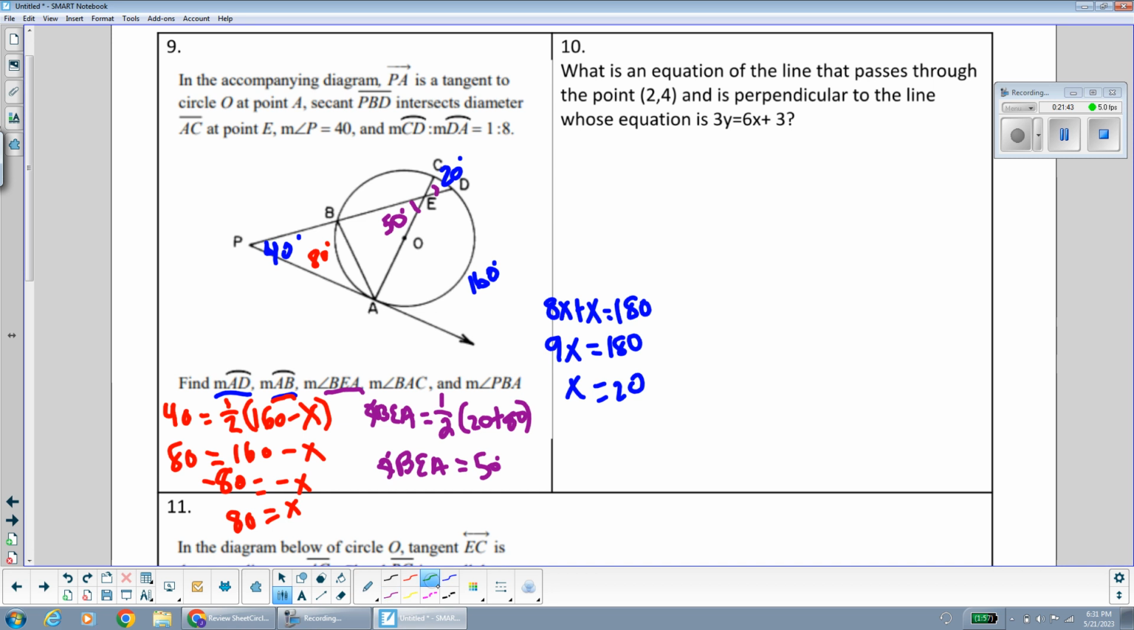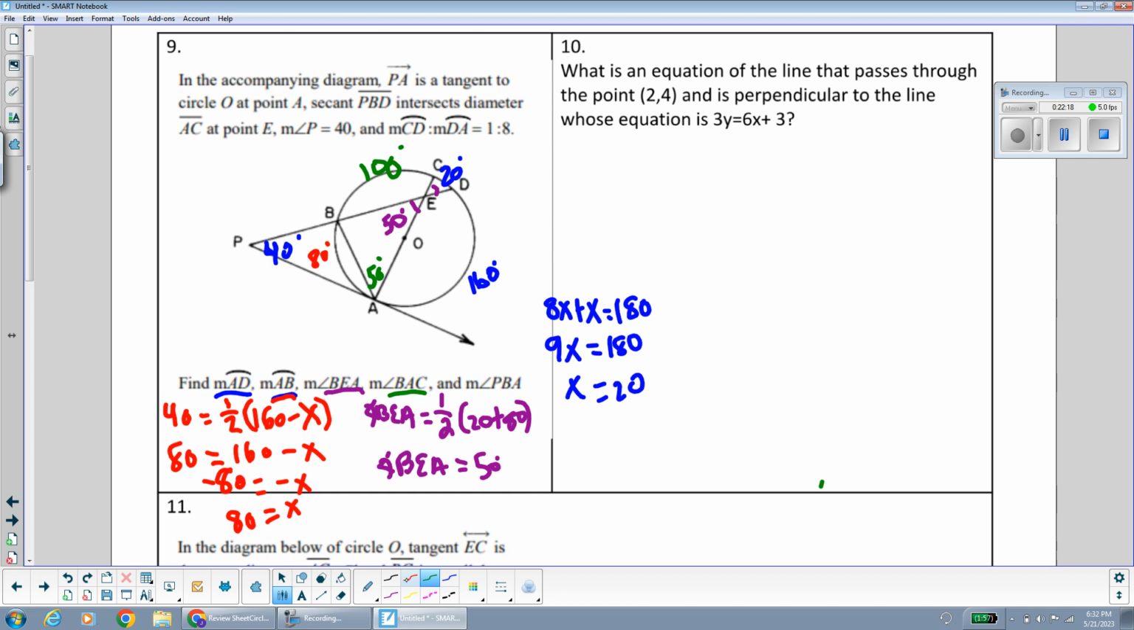Okay, moving on to angle BAC. So angle BAC is an inscribed angle, and we know that inscribed angles are half the measure of their intercepted arcs. So first I need to know what its intercepted arc BC is. I know that together these two arcs need to make 180. So if this piece is 80, then that means this piece needs to be 100 degrees, making the inscribed angle 50 degrees because it's half of its intercepted arc.